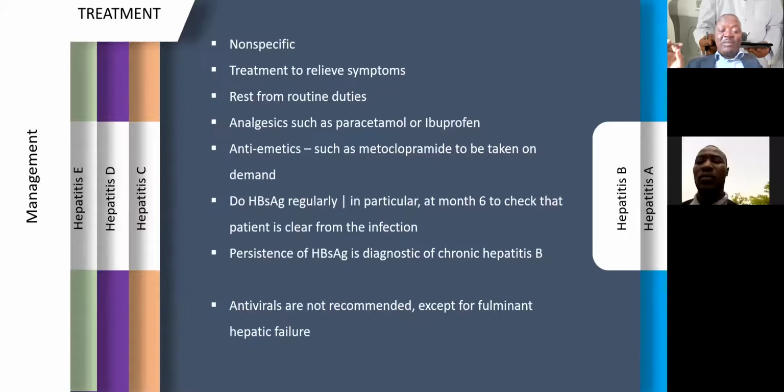Now, patients have been falsely given medications, including lamivudine, tenofovir, and some other medications. This is not to be given. Most people will not need it. But if there is evidence of fulminant hepatic failure, in other words, if the liver is failing to produce the functions it would normally do, then there is room to give these medications, in particular tenofovir, after which you aim at stopping it depending on how the patient recovers afterwards. So remember not to give medications if they are in acute hepatitis B stage.